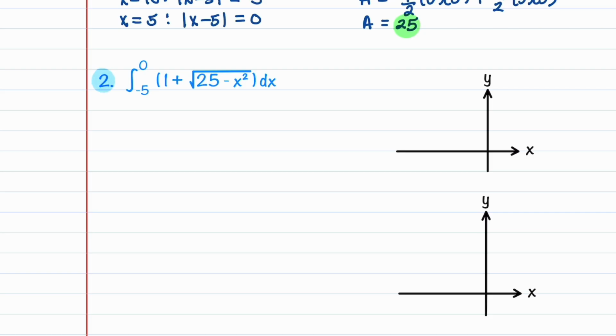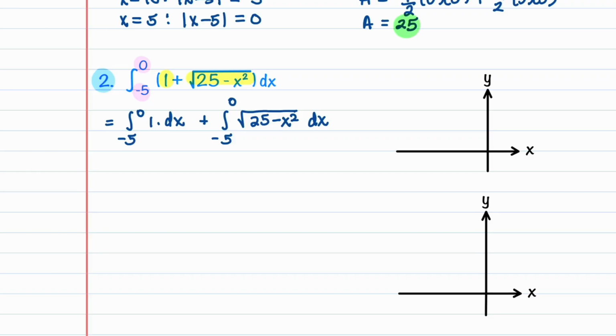Let's now look at our second example. In this example, we are integrating from minus 5 to 0, and our function is 1 plus the square root of 25 minus x squared. We're going to start by breaking up this integral into two pieces because both of the functions that we are integrating have different areas. This is equal to the integral from minus 5 to 0 of 1 times dx plus the integral from minus 5 to 0 of the square root of 25 minus x squared dx.